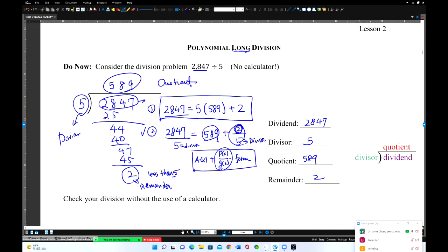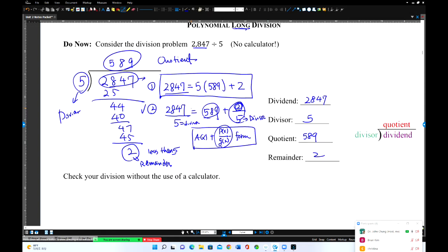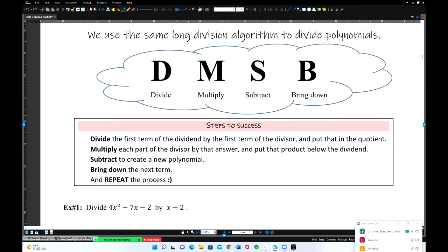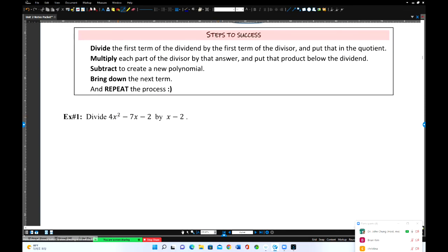Now we're going to apply this division using what? Polynomial functions. But this polynomial function has very interesting properties. Take a look over here. This is long division because there are many terms, not only one term like with numeric numbers. You can make any terms. The dividend is 4x squared minus 7x minus 2. The divisor is x minus 2.